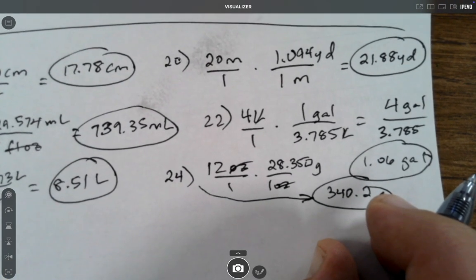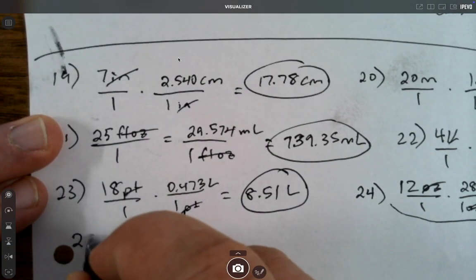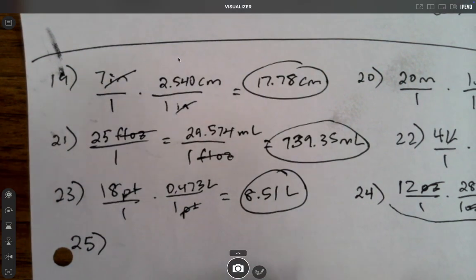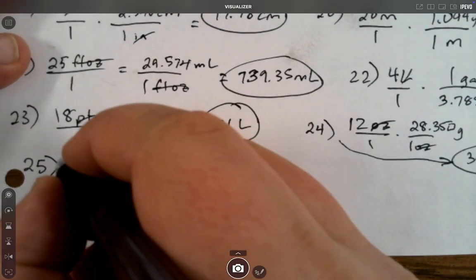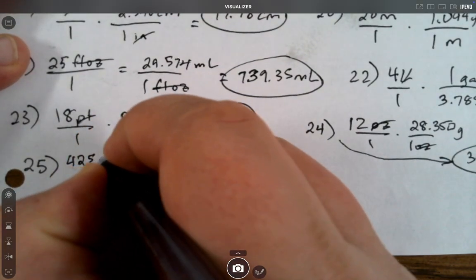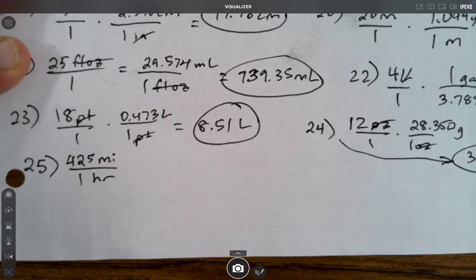Okay, I'm going to try to slow down a little bit for these last two, because they are a little more complicated. So they're going to require more than one conversion. So 25 says a plane is flying at a speed of 425 miles per hour. It says, how far will this plane travel in 0.75 hours? Actually, it won't take that much conversion. I was thinking of the wrong problem, sorry.